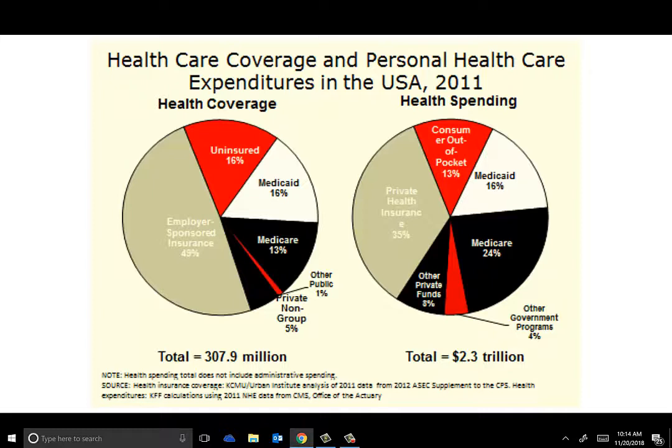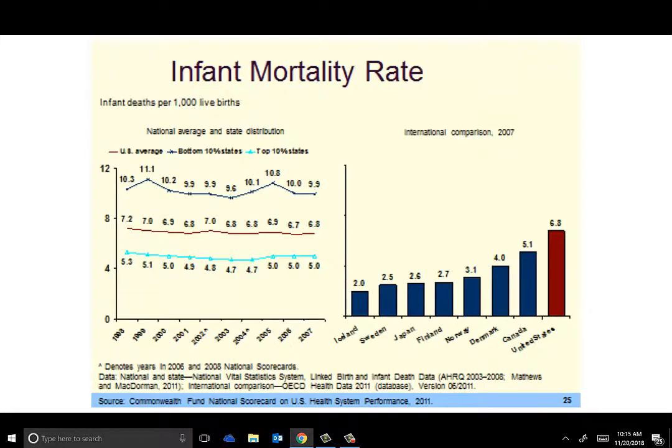We talked a little bit about health care coverage versus personal health care expenditures and who's covering what. You can see, again, employer-sponsored is about half of the country, but the payout is mostly in Medicare. So Medicare has a disproportionate amount of spending versus how many people are enrolled. And of course, that's because there's a lot of older people in Medicare and individuals with disabilities that might have high healthcare costs.